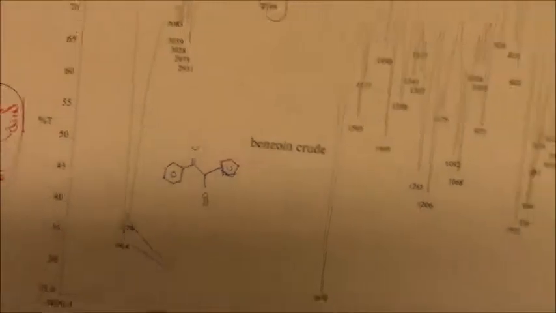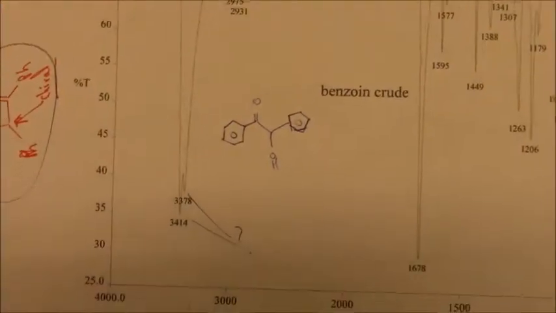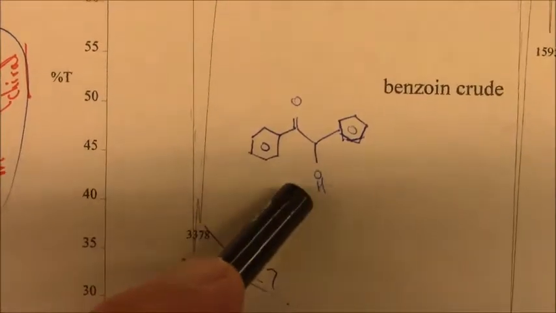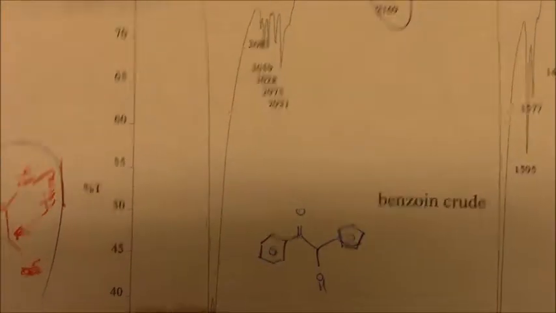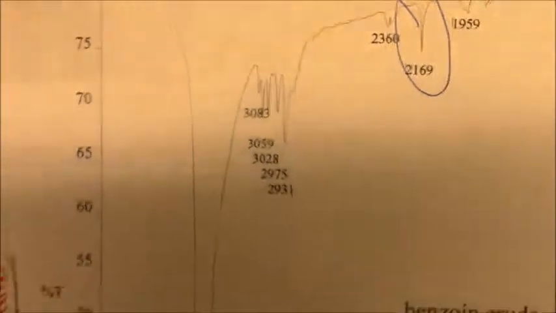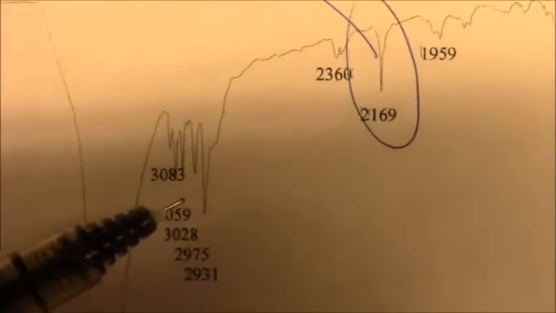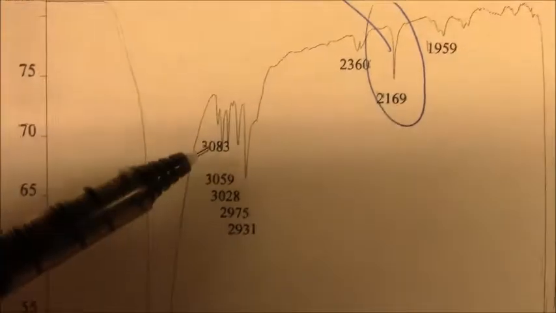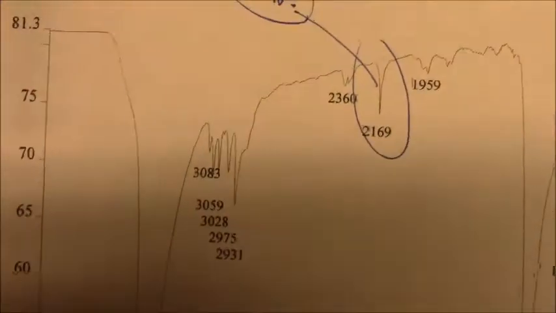So the IR, we already looked at this one, the benzoin crude. We talked about how these two are the OH stretch. They're quite tight because this thing apparently hydrogen bonds quite specifically. And I better get a pointer. Anything just to the left of 3000 is sp2 hybridized carbons with an H on them stretching. Some people call it aromatic CH stretch.